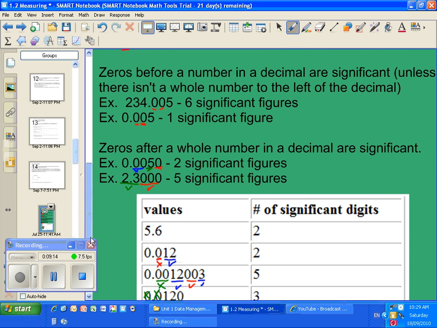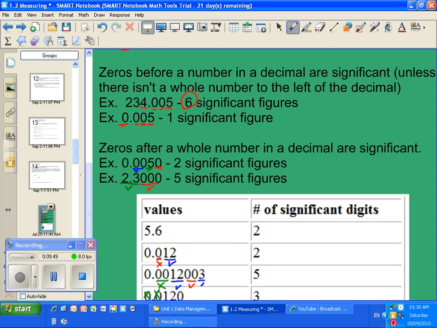Next rule, zeros before a number in a decimal are significant unless there isn't a whole number to the left of that decimal. So for example, in the first one, we do have zeros next to the decimal. They are surrounded by whole numbers, non-zero numbers, so we can say everything in that is significant. 6 significant figures there. Whereas the next one looks almost the same, but there is no non-zero number to the left of the decimal. So the only one that is significant is the non-zero number, which is 5.